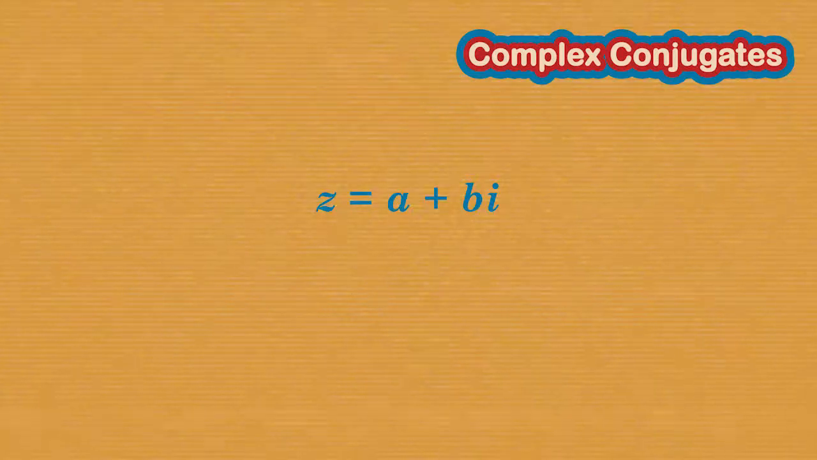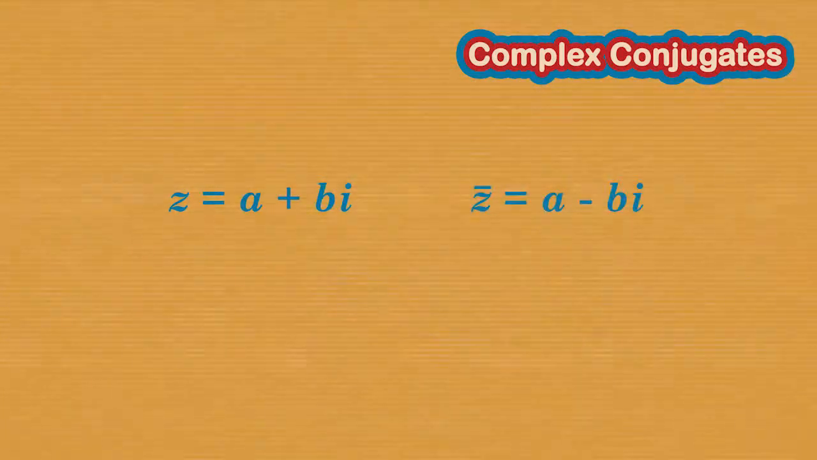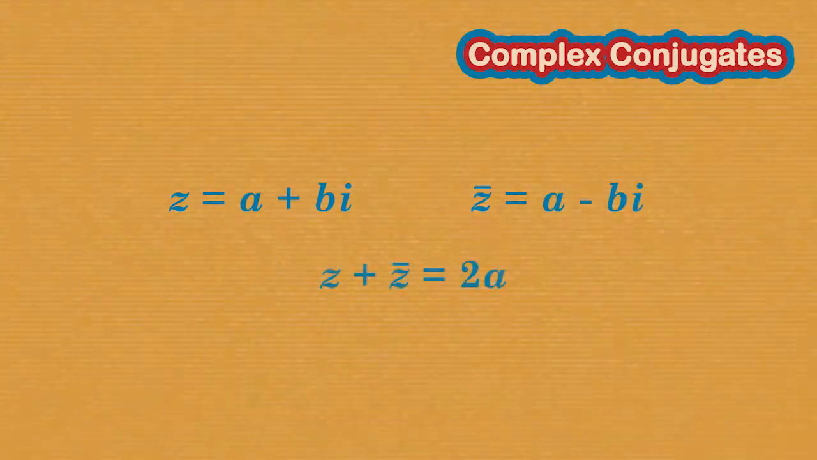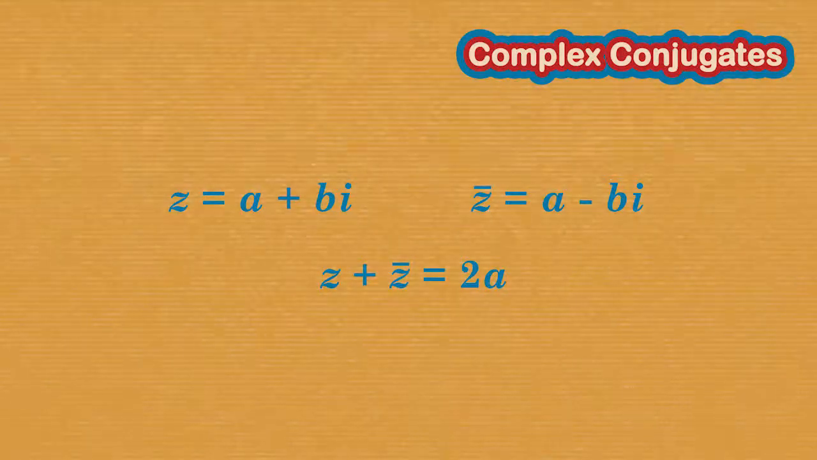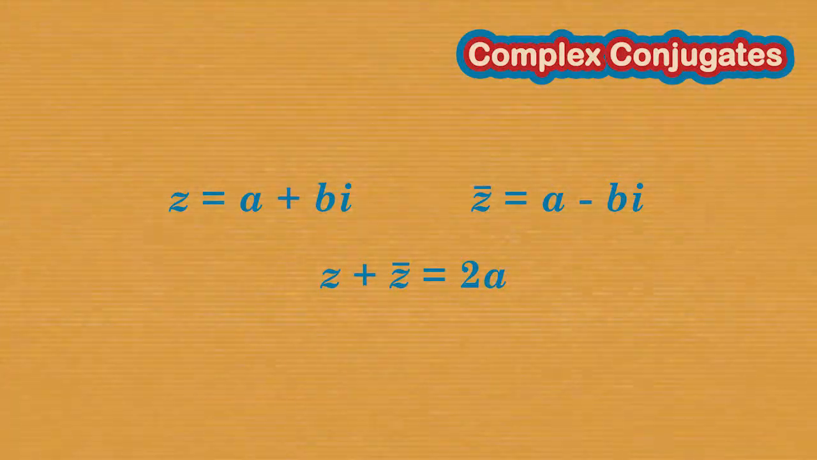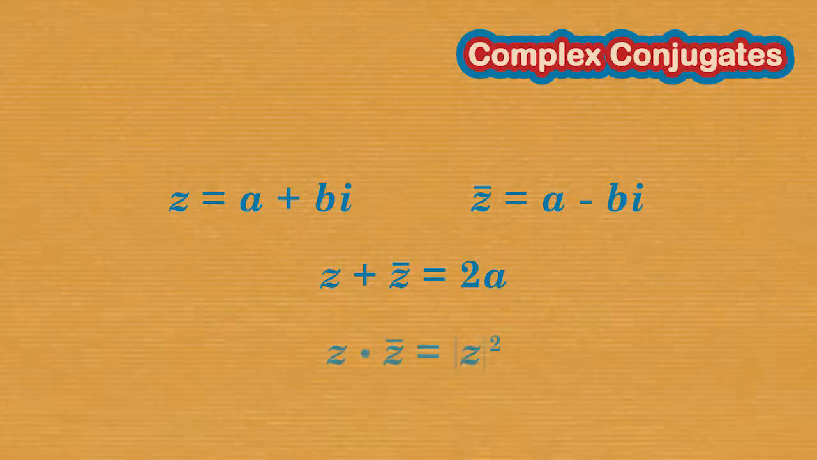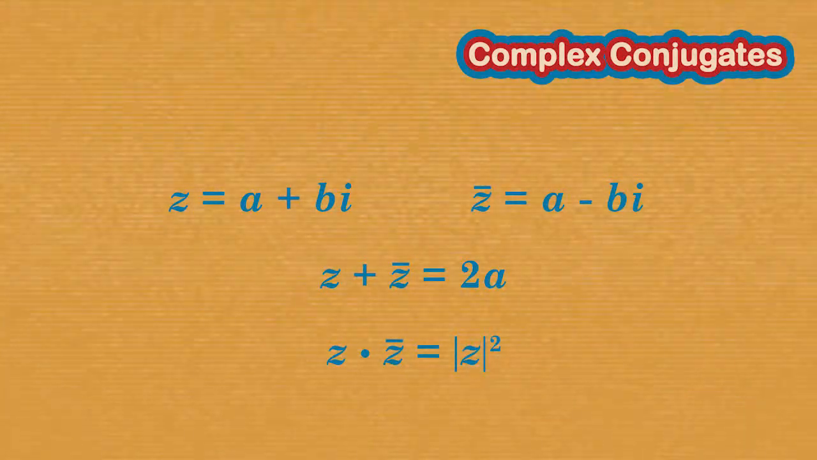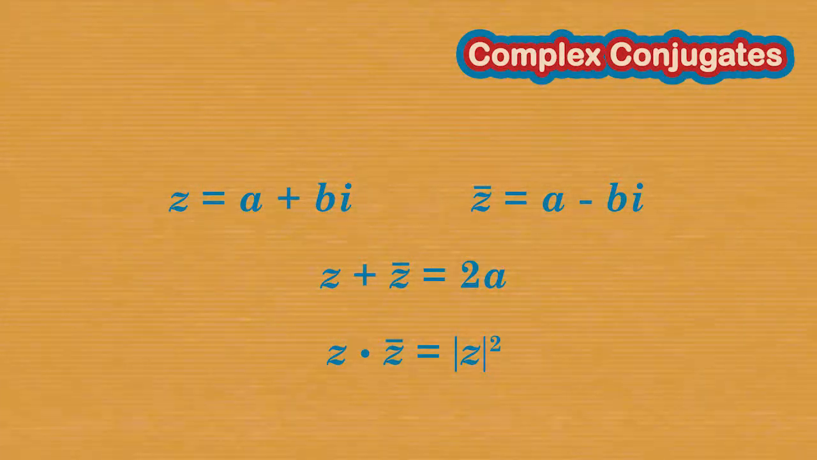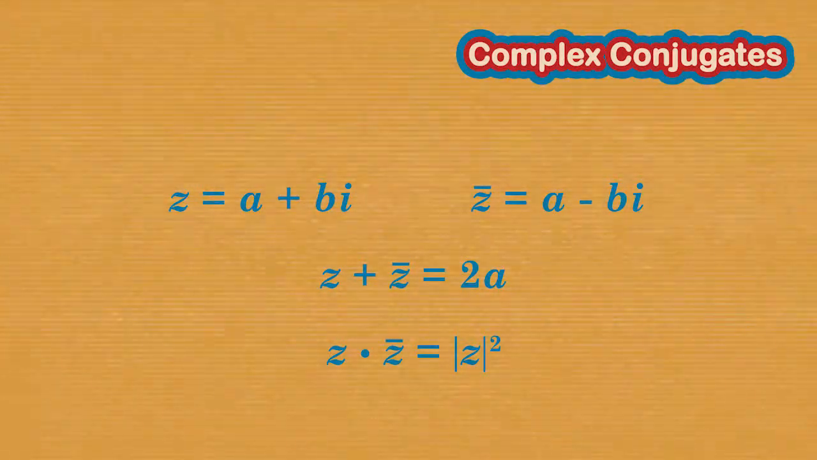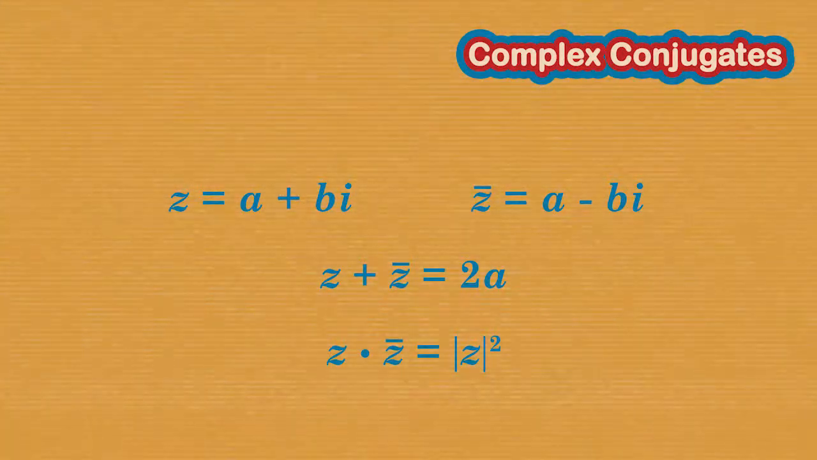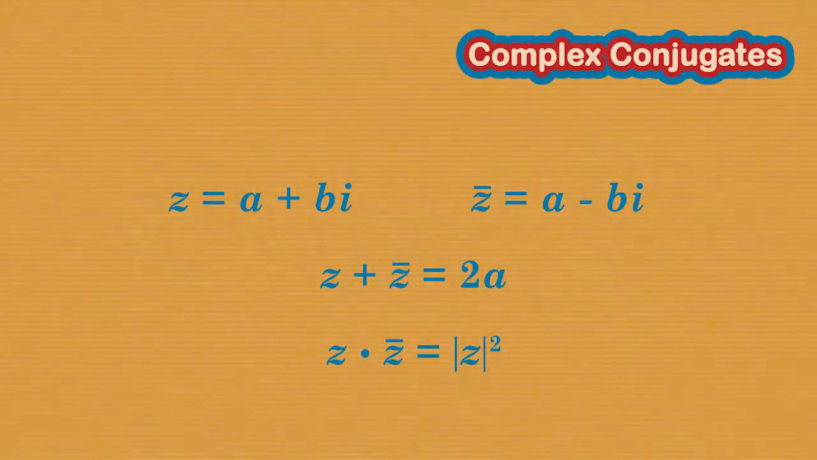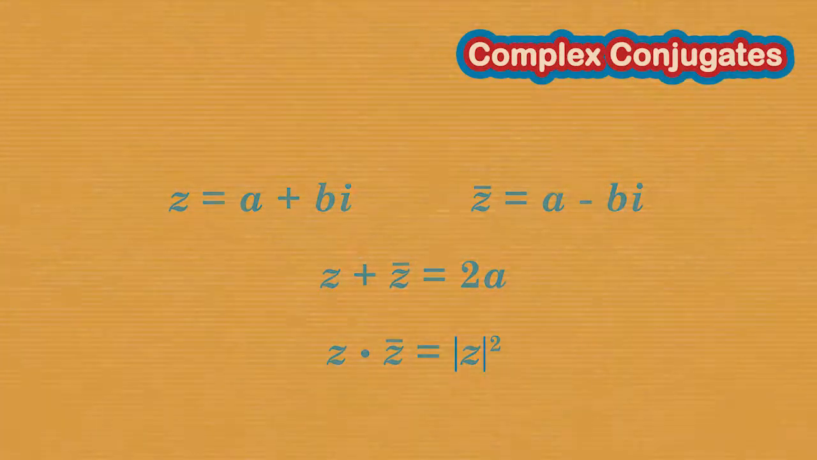The conjugate of a plus bi is a minus bi. If a complex number is added to its conjugate, the solution is twice the real part, 2a. If a complex number is multiplied by its conjugate, the answer is the magnitude of the original complex number squared. The conjugate properties become helpful when dealing with many operations, including more difficult multiplication and division.